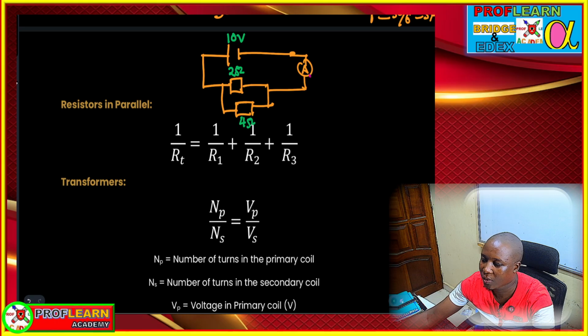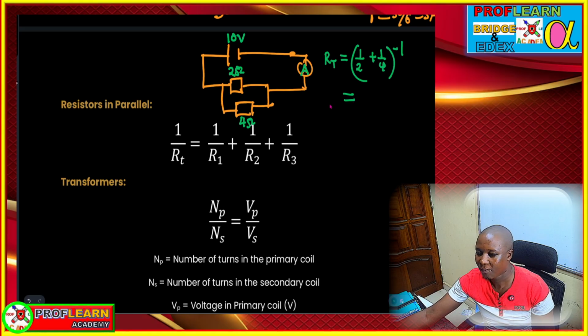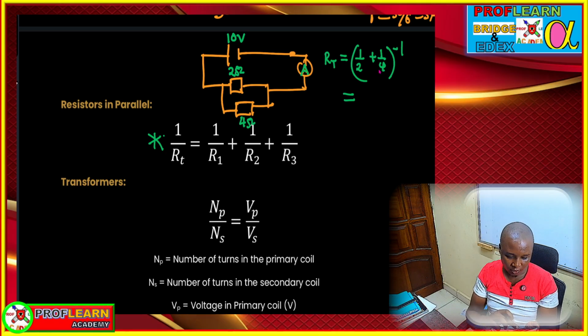So if you're working out the current in this ammeter, we need to find the total resistance, and I'm going to give you a shortcut. When they are in parallel, you are going to say 1 over 2 plus 1 over 4, then you raise to -1. You put it in your calculator directly instead of just doing this. Just put 1 over 2 plus 1 over 4 when they are in parallel. So 1 over 2 plus 1 over 4, open the bracket, raise to -1.